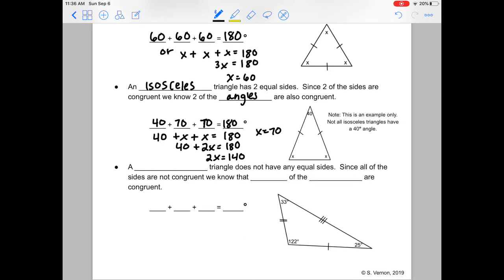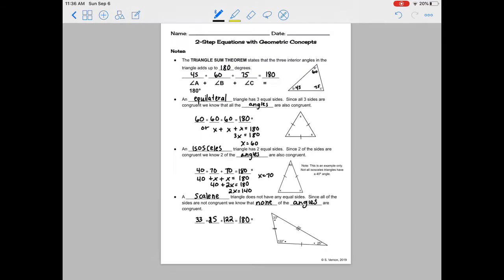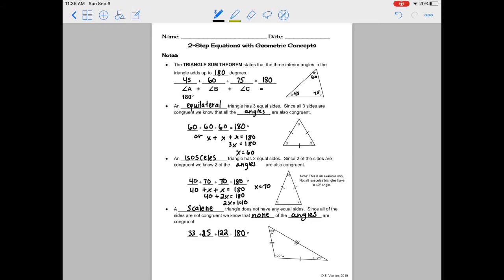And then lastly, a scalene triangle does not have any equal sides, so they're all different. Since the sides are not congruent, we know none of the angles are congruent, so they could be anything. In this case, we have 33, 25, and 122. So we add 33 plus 25 plus 122, and we still get 180 degrees. In all of these cases, the triangles add up to 180 degrees.